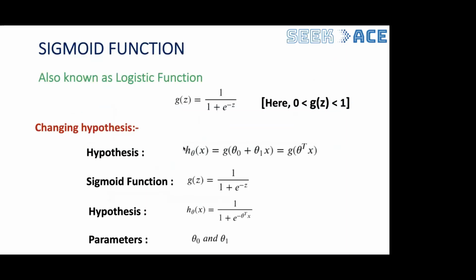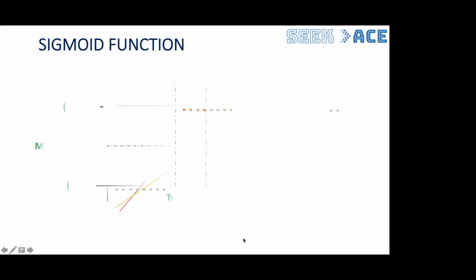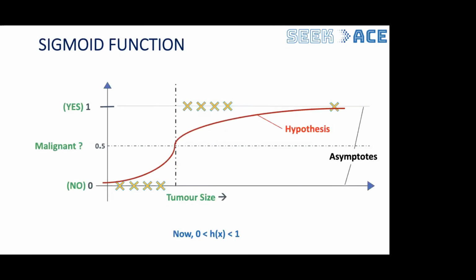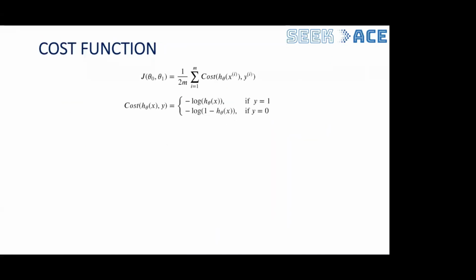Now we have our hypothesis, and we want to optimize our thetas. We want to find our thetas, so we have to have one cost function, and we have to optimize that cost function for those parameters of ours, theta 0 and theta 1.